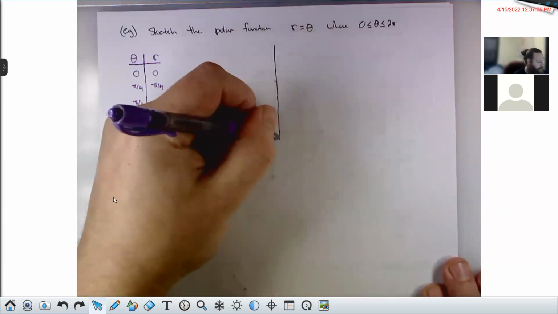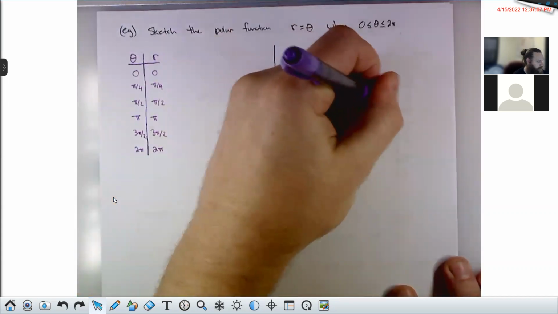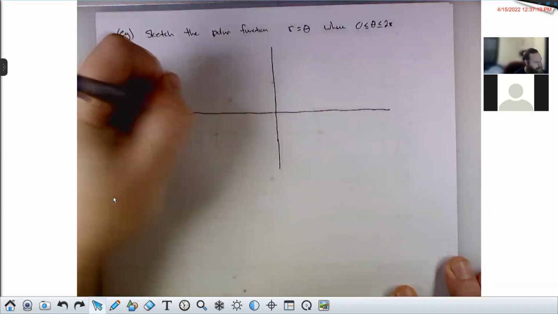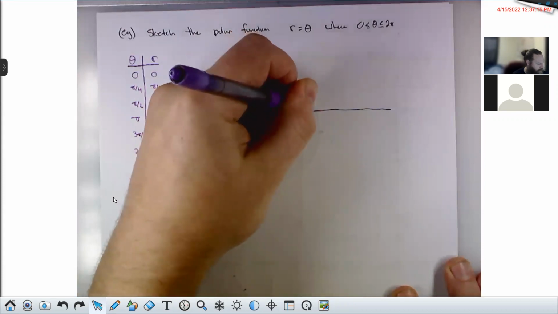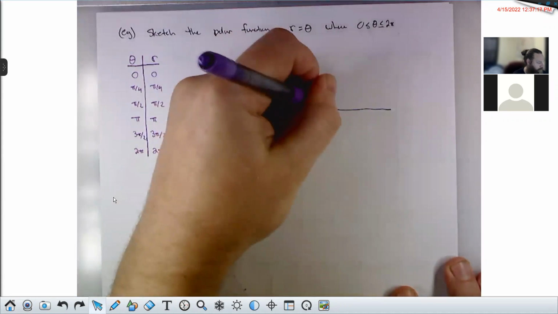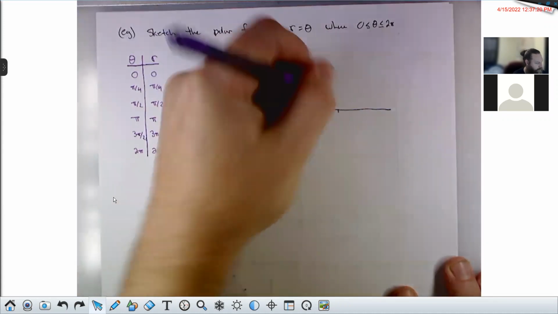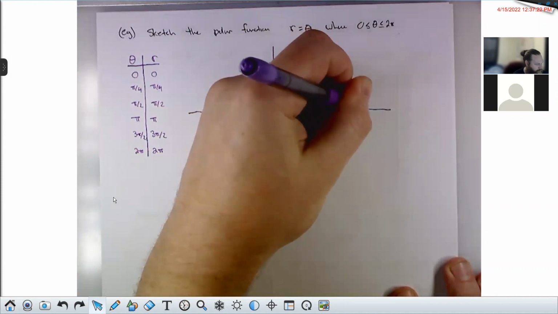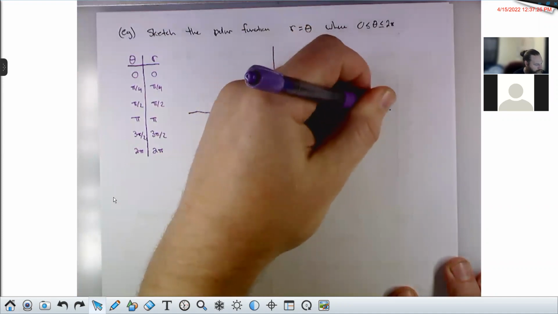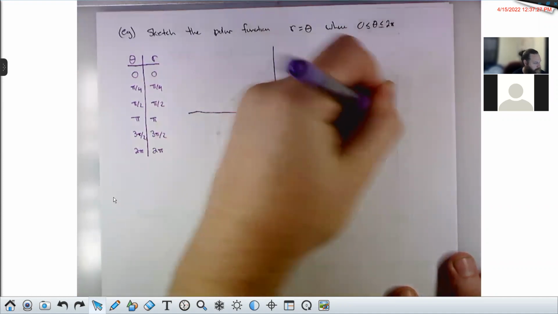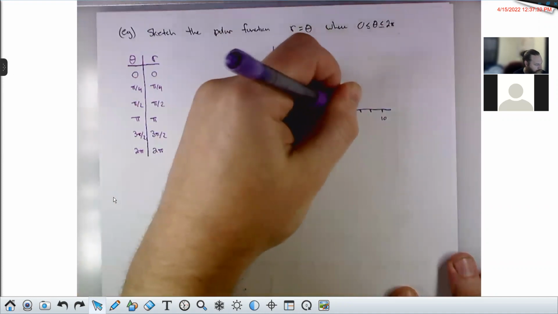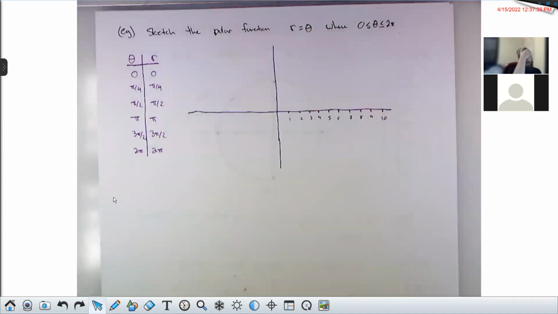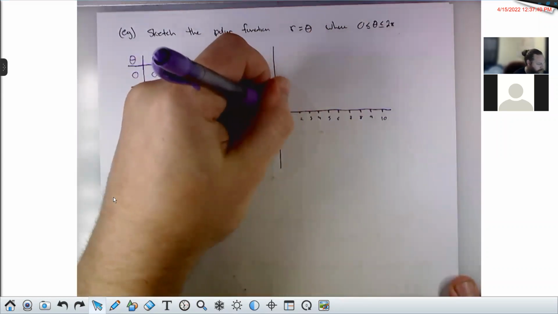I'll come in here and try to draw this curve. I'm going to give myself lots of space, like 1, 2, 3, 4, 5, 6, 7, 8, 9, 10, something like that. Okay. When theta is 0, r is 0. So I'm starting at the origin.